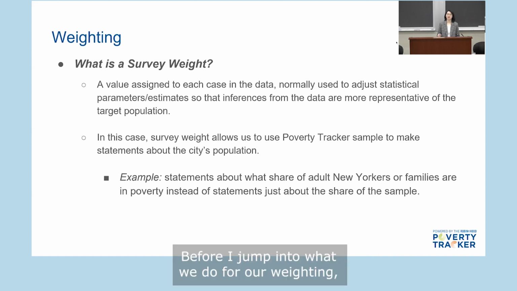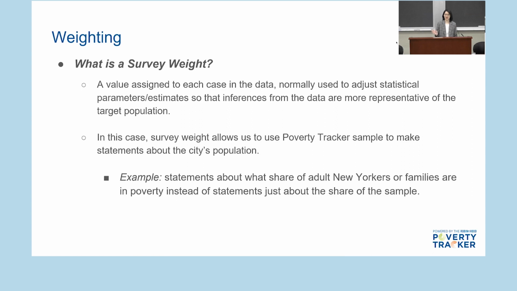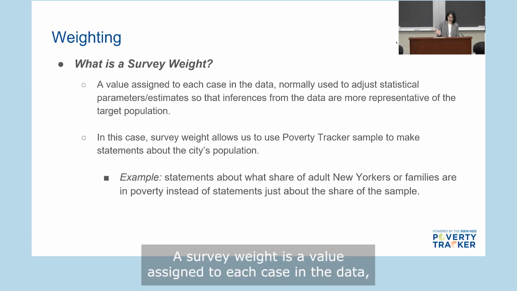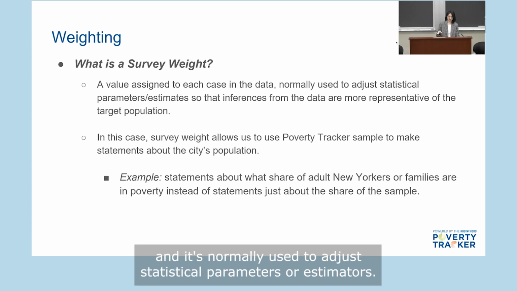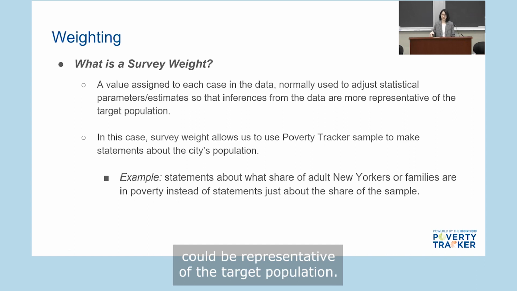So before I jump into what we do for our weighting in Poverty Tracker, I just want to give a quick glance at what a survey weight is, for those who are maybe less familiar with the concept. A survey weight is a value that is assigned to each case in the data, and it's normally used to adjust statistical parameters or estimators, so the inferences we make using the weighted data can be representative of the target population.